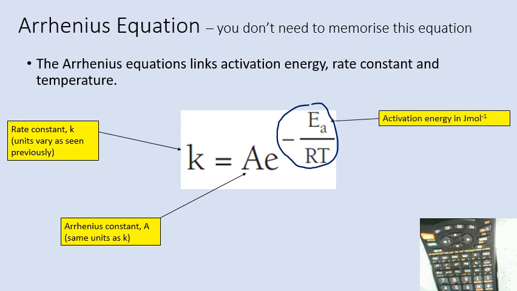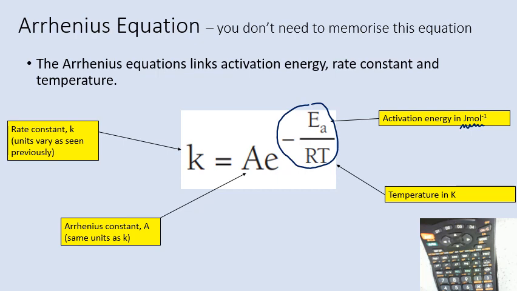EA, that's the activation energy. But be careful with your units there. People are going to make a mistake here. We normally measure the activation energy in kilojoules per mole. However, when we're carrying out calculations, it must be in joules per mole. So be careful there. T is temperature, and that's in kelvins.